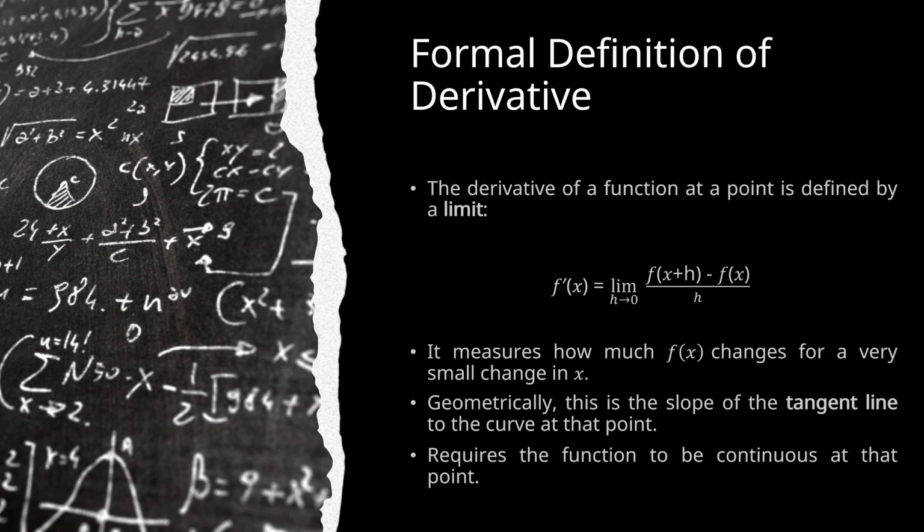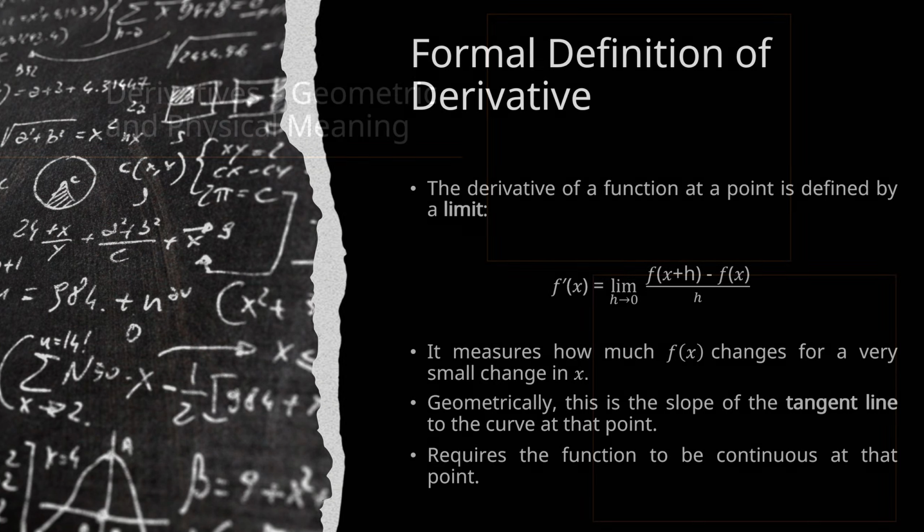Formal definition of a derivative. Formally, the derivative of a function at a point x is defined as f dash x equals the limit as h tends to 0 of f of x plus h minus f of x, upon h. This limit of secant slopes gives the tangent slope at a point. As h approaches 0, the secant line becomes the tangent, capturing the instantaneous change.